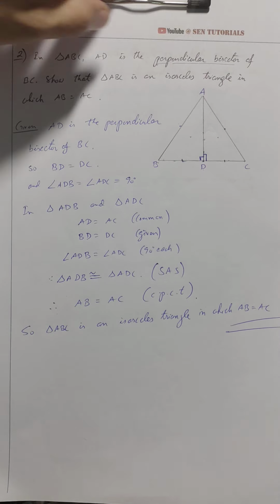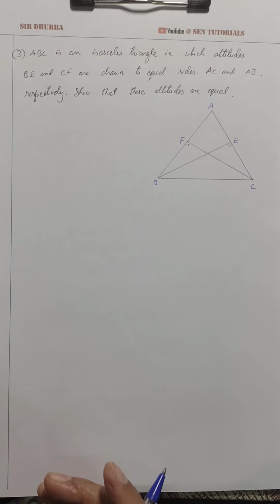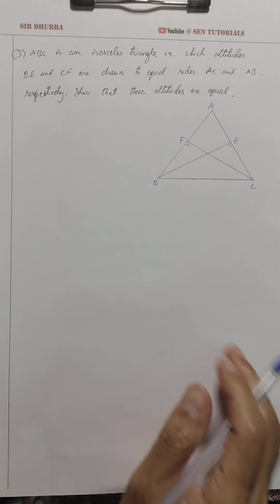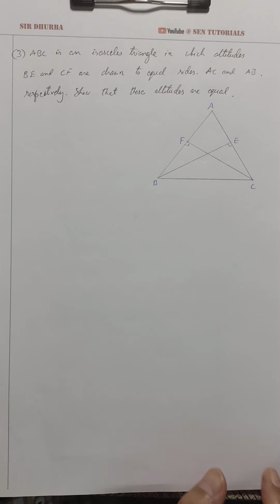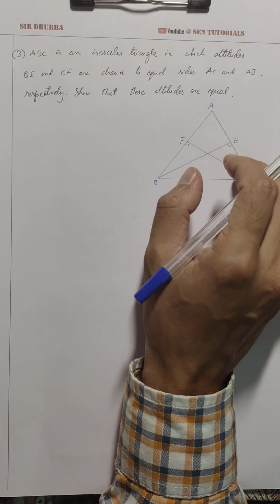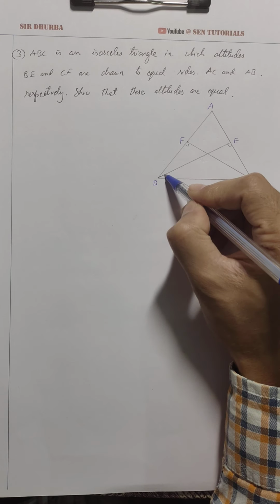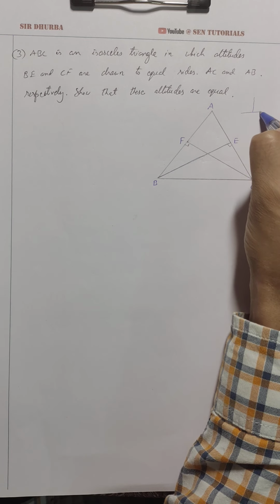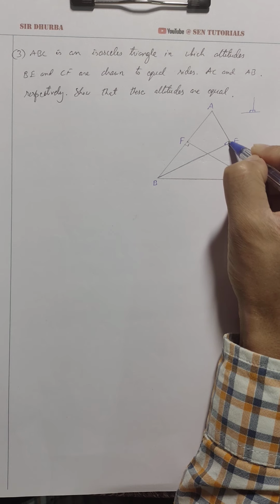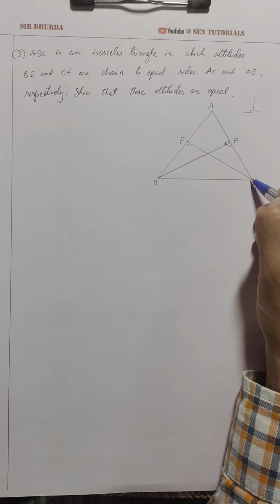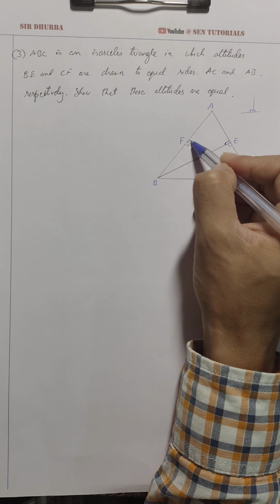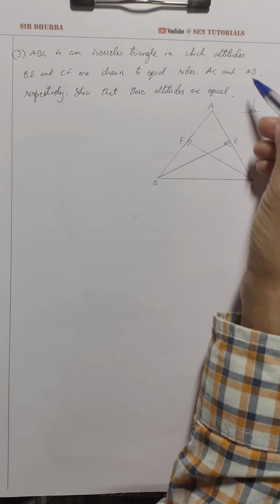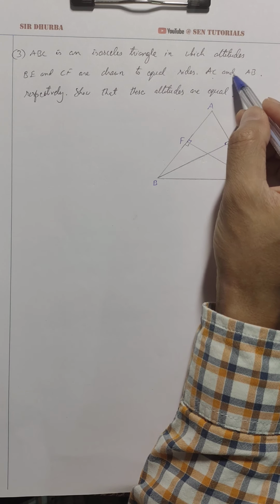Alright, done? Let's move to the next question, the third one. ABC is an isosceles triangle again in which altitudes BE, altitude means perpendicular, so this is 90 and this is also 90, it stands on AC. And CF, they are also perpendicular, so from here we draw this line perpendicular, 90, 90. Are drawn to equal sides AC and AB respectively.